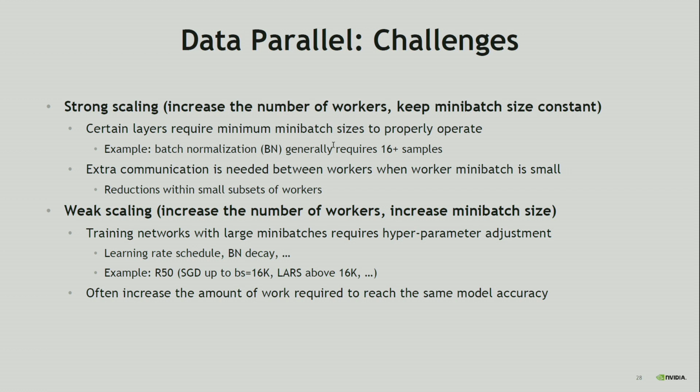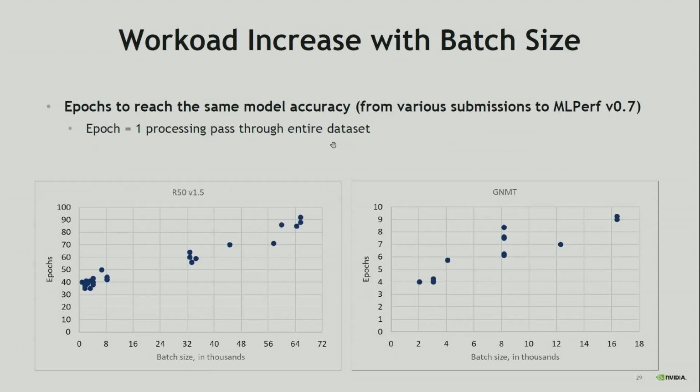Another thing that happens with weak scaling is that as you train on larger mini batches, you actually require more work to achieve the same accuracy in the network. So it's useful to look at some results from MLPerf. This is from MLPerf v.7, which just concluded a couple of months ago. So looking at two networks, ResNet 50 and GNMT.